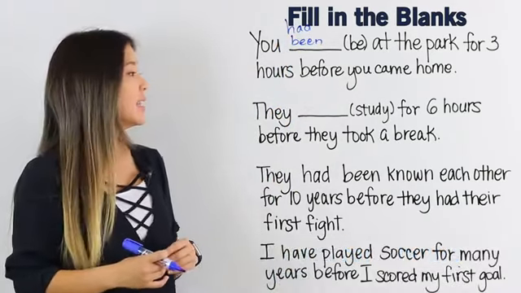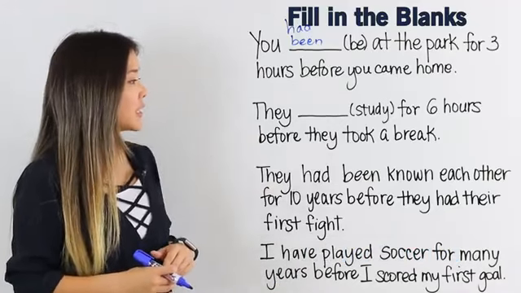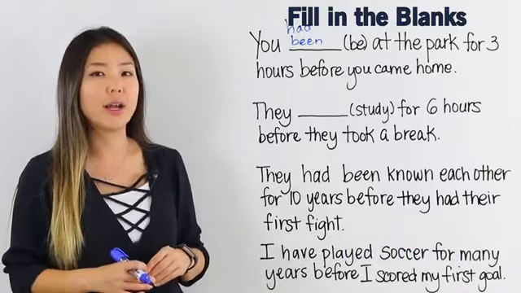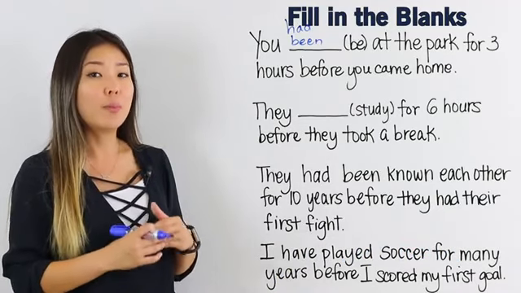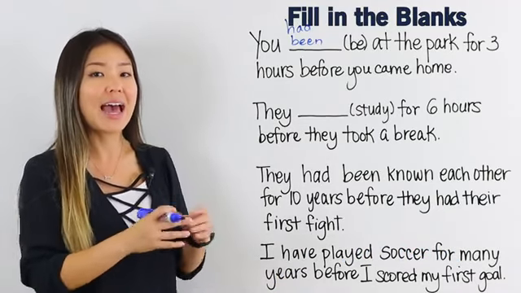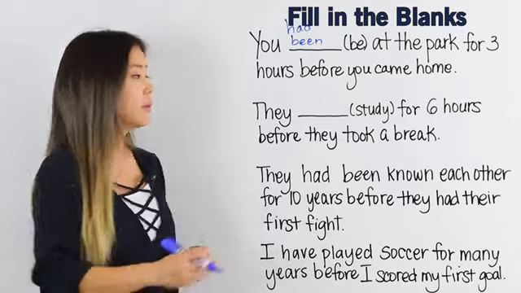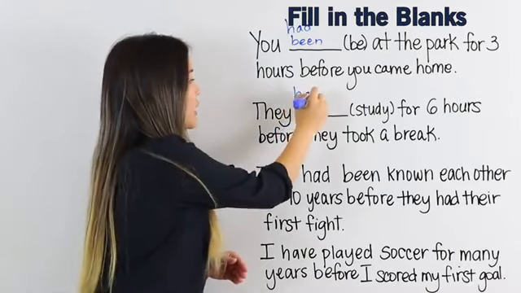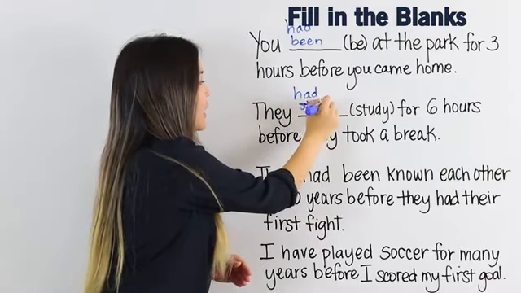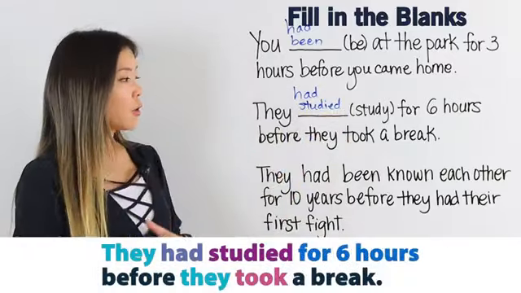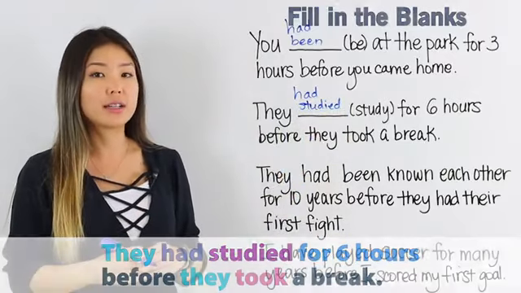The next sentence says, they blank for 6 hours before they took a break. Again, no matter what the subject, we have had and then the past participle. So the answer is, they had studied for 6 hours before they took a break.